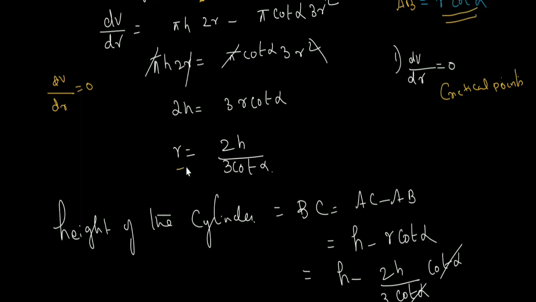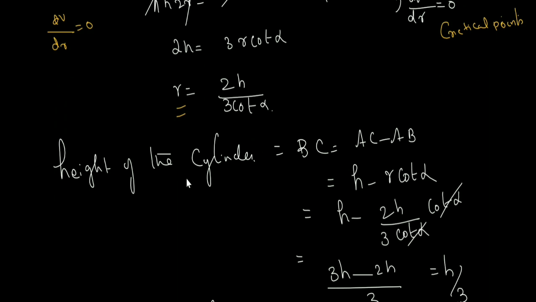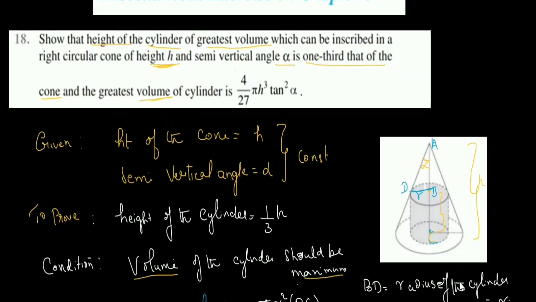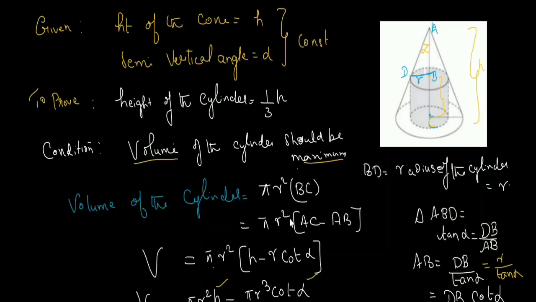Substitute for R. So what is R equal to? 2H by 3 cot alpha. So cot alpha and cot alpha cancel. So we get 3H minus 2H, that is equal to H by 3. So we have proved that the height of the cylinder is H by 3. So that is 1/3 the height of the cone.